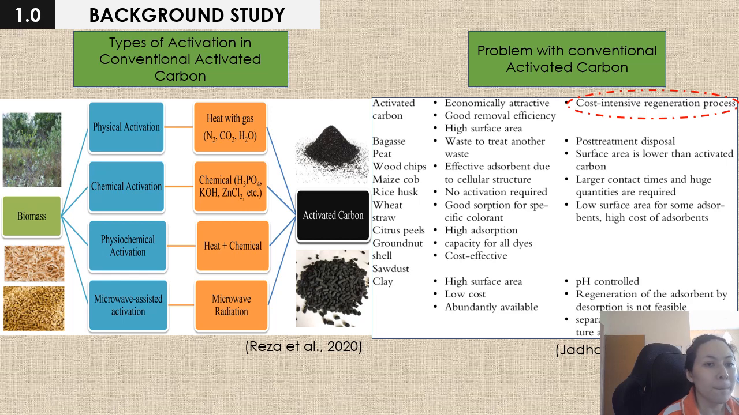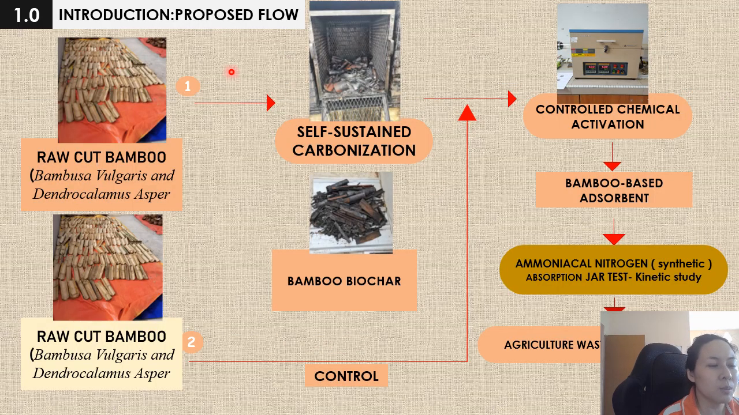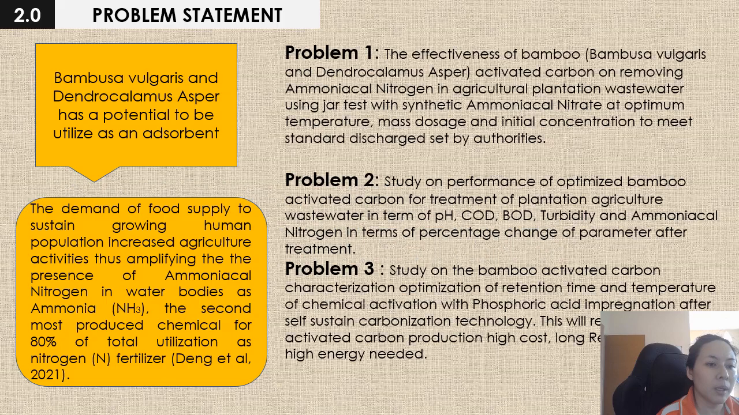Okay. And here is my proposed flow, where first we cut the raw bamboo and undergo self-sustained carbonization, and then we undergo controlled chemical activation, and then we use it for adsorption of ammonium nitrogen, and then we use it for the real agricultural wastewater. Okay, my major milestone.